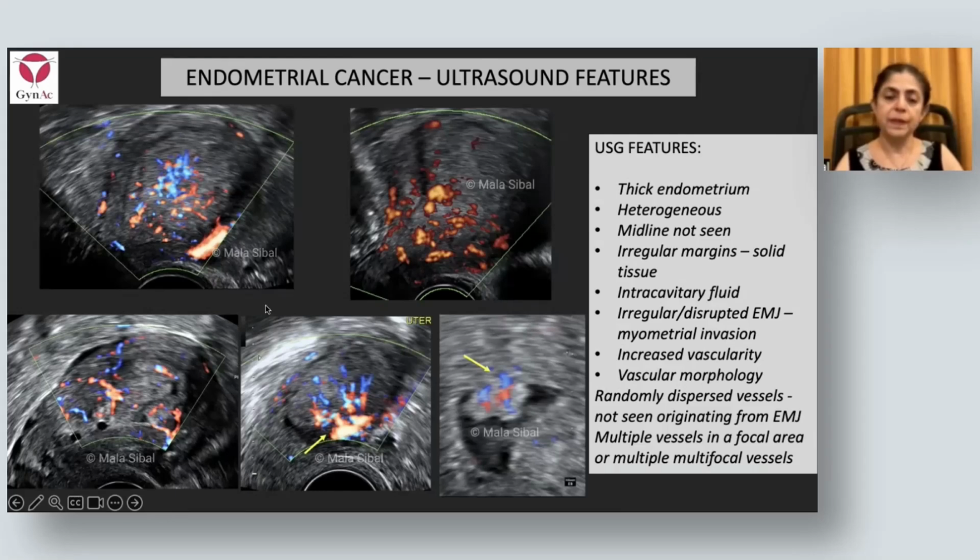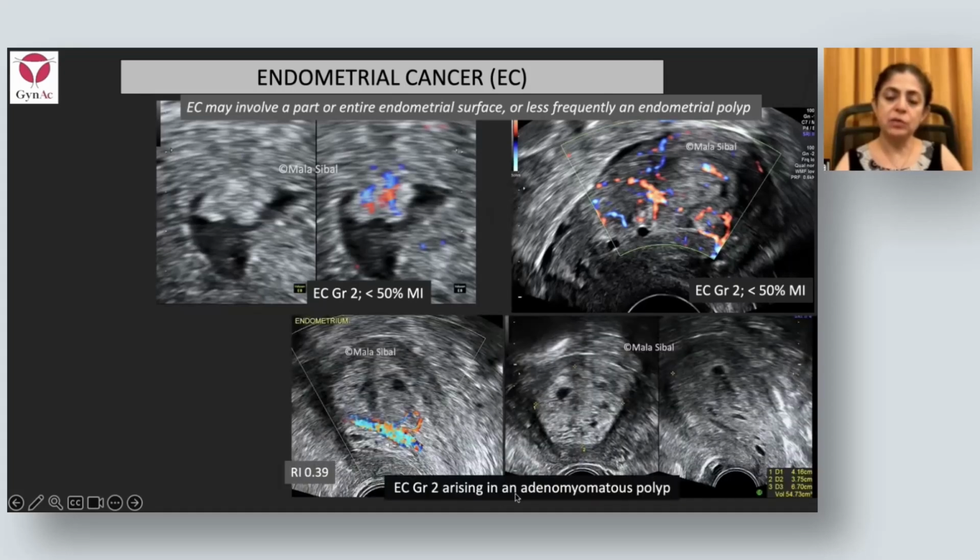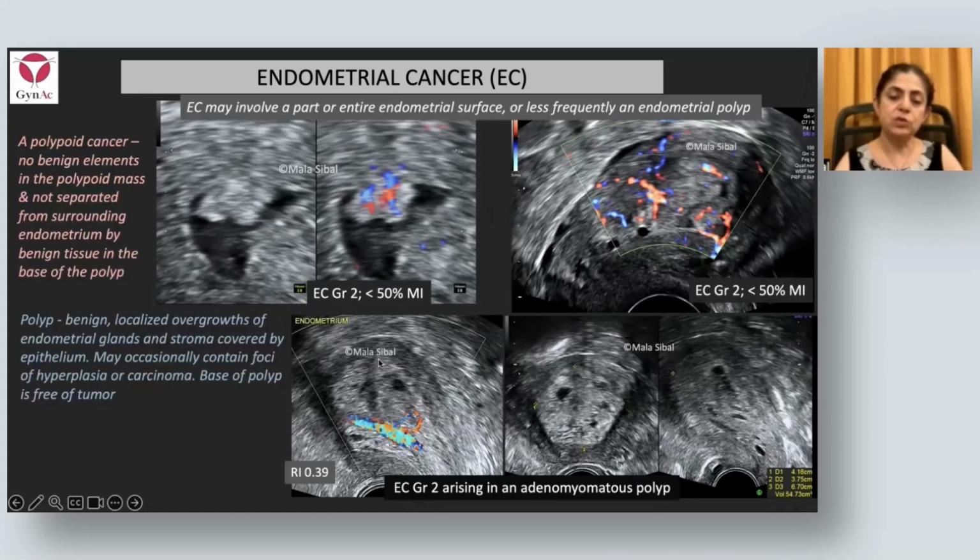If you look at endometrial cancer, it may involve only a part or it may involve the entire endometrial surface when the lesion is diffuse. Or less frequently, it may appear within a polyp. So you may get endometrial cancer, like in this patient, grade 2, arising in an adenomyomatous polyp. Now, to distinguish, there are basically two different types of presentations. This is a polypoidal cancer. That means there are no benign elements. It's malignant neoplastic tissue, focal protruding into the endometrial cavity.